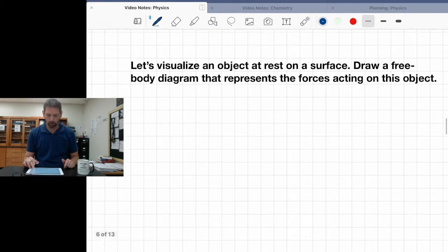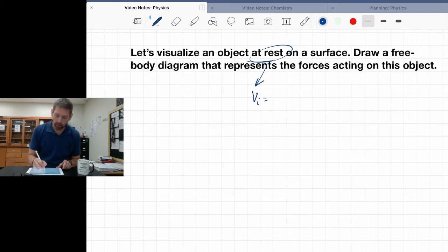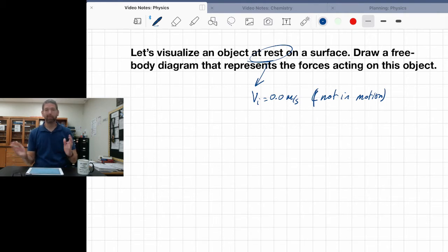So let's scroll down here to, let's visualize an object at rest. All right, so the first thing we really need to understand is that when something is at rest, that means it's not moving. At rest means that it has zero initial velocity. That's the first thing. So at rest means that the initial velocity equals 0 meters per second, and it's just not in motion. That's pretty simple, pretty easy to go.